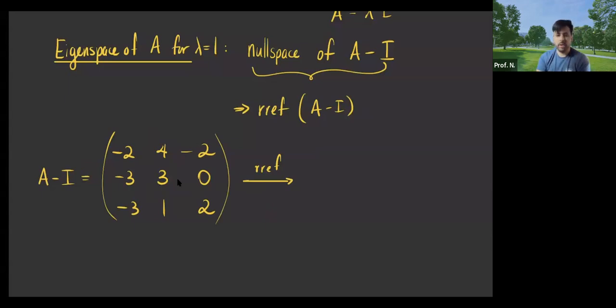So we can use our calculators for this, the row reduced echelon form of this. I'm going to use my calculator here.